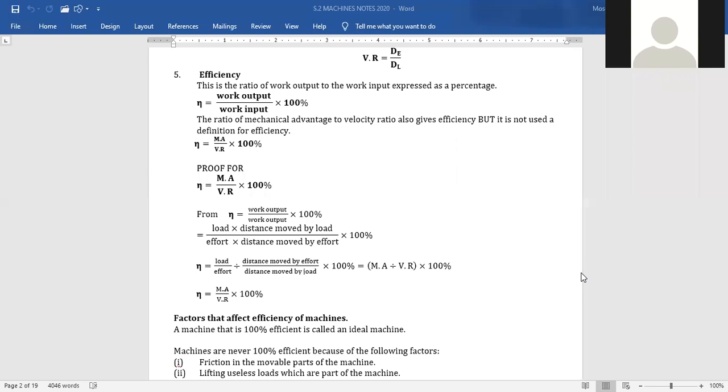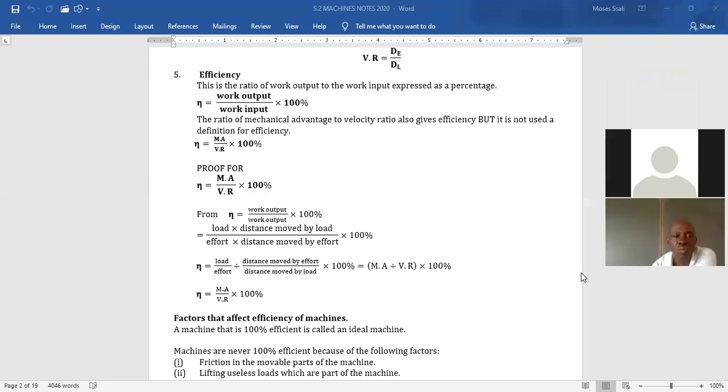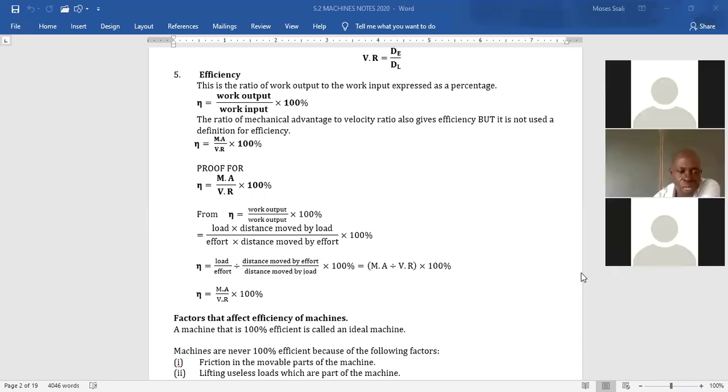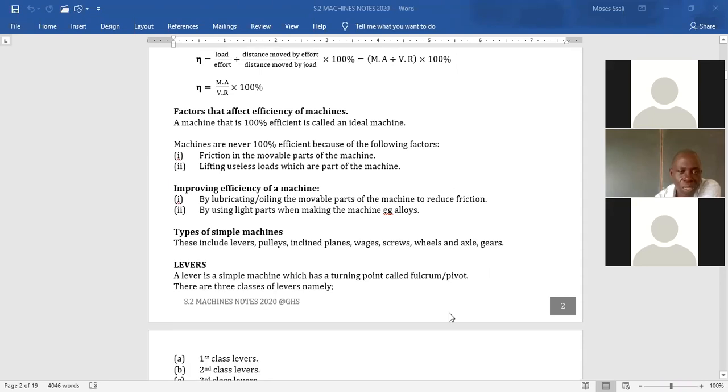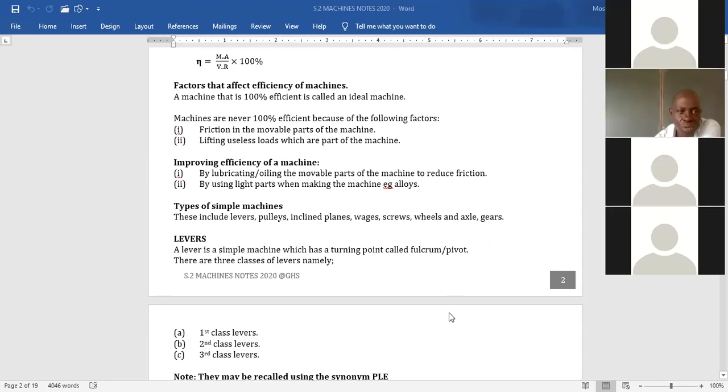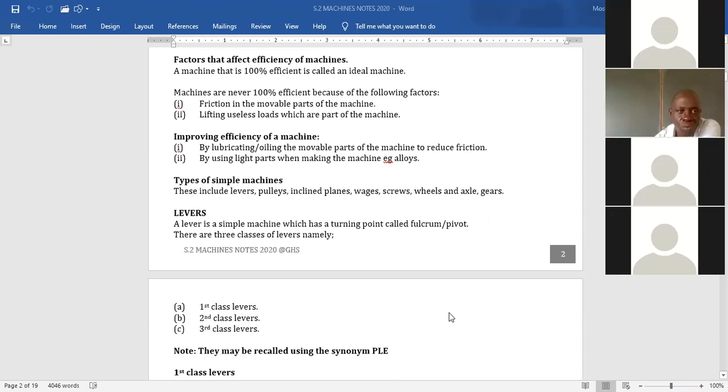Okay, and then efficiency is equal to work output over work input times 100%. The ratio of mechanical advantage to velocity ratio also gives efficiency, but it is not used as a definition for efficiency. Okay, efficiency, so we can stop there. Is that okay? That is not very, very important. We are trying to carry through what is important and what is not important.